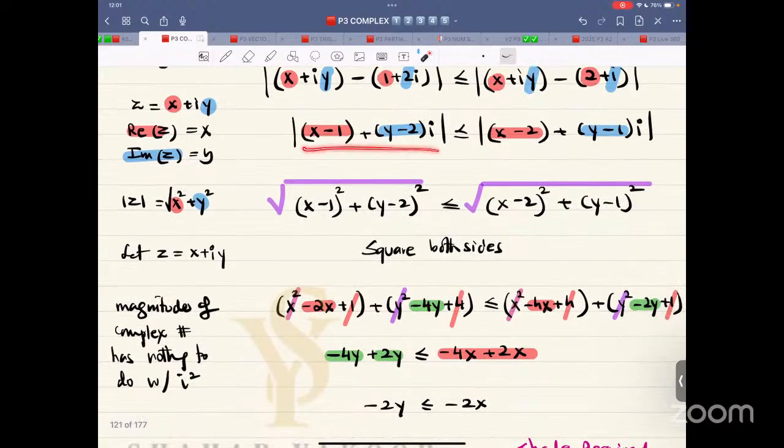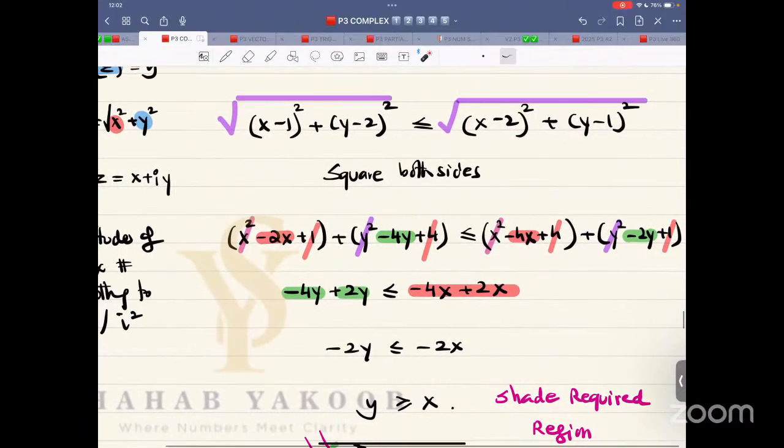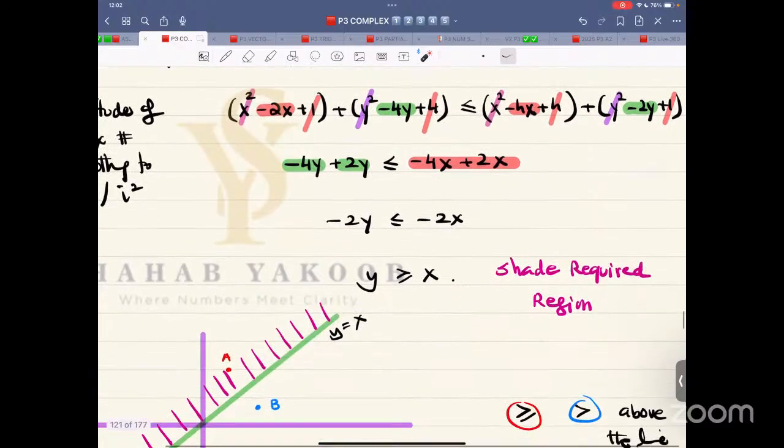So now the first thing is on the inside of the modulus sign. Now what is happening? We know that modulus of a complex number is the real square plus the imaginary square under root, nothing to do with i square. So now look at the working over here. This is all algebra. So we have (x minus 1) whole square, (y minus 2) whole square, (x minus 2) whole square, (y minus 1) whole square. When we square both sides, the square root disappears. And look at all the cancellation.